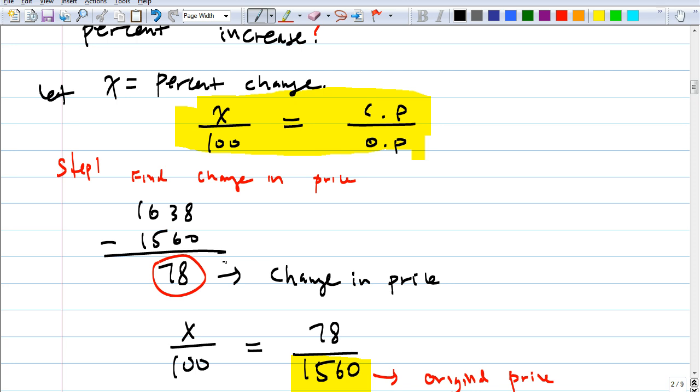Do you think this will change if, instead of writing the original price, I wrote 1638 in place of the original price? Would you get the right answer? No, you're not going to get the same answer. So you must compare the percent change to the original amount, right? Does that make sense? How do you solve this, by the way? How do you get x by itself, guys?